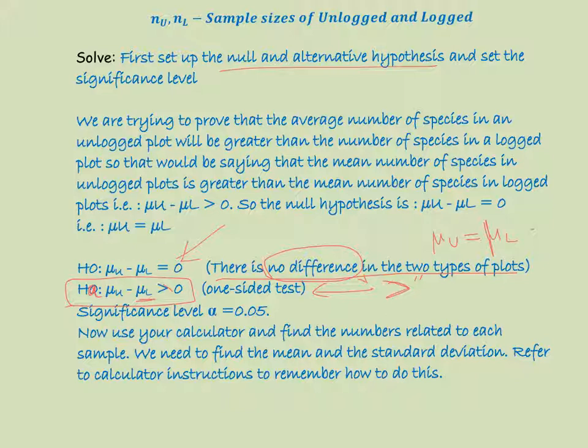The next thing to do in a significance test or a hypothesis test is to set up our standard, which is alpha equals 0.05, that is a significance level of 5%. 5% is the same as 0.05. So at a significance level of 0.05, we need to prove that logging actually makes a difference. So now we use our calculator to figure out the sample mean and the sample standard deviation of each independent sample. And then we plug all the numbers into our formula.